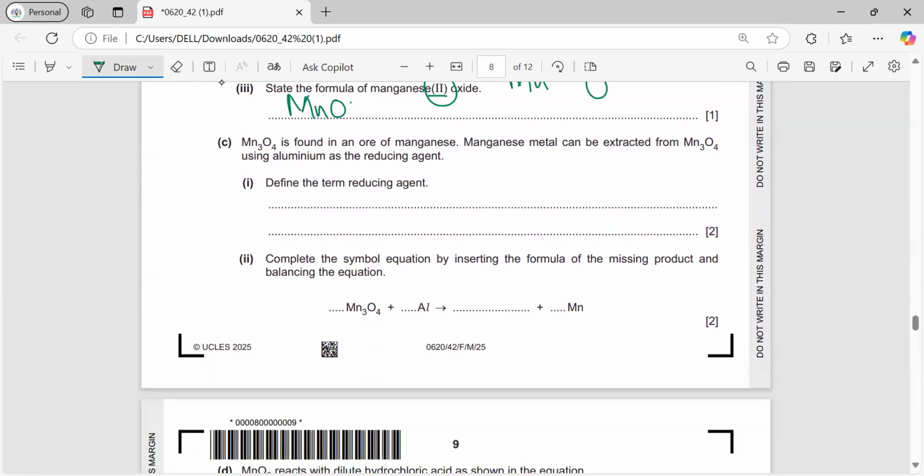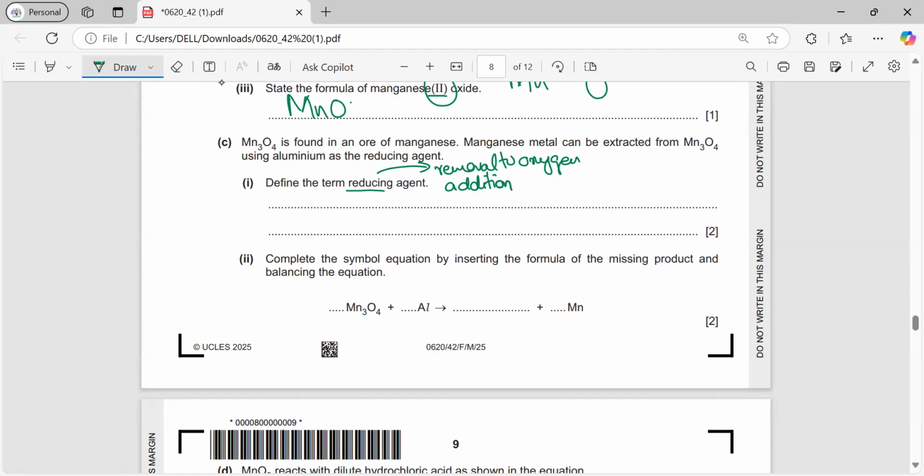Mn3O4 is found in an ore of manganese. Manganese metal can be extracted from Mn3O4 using aluminium as a reducing agent. Define the term reducing agent. Now, reduction is the removal of oxygen and the addition of electrons.